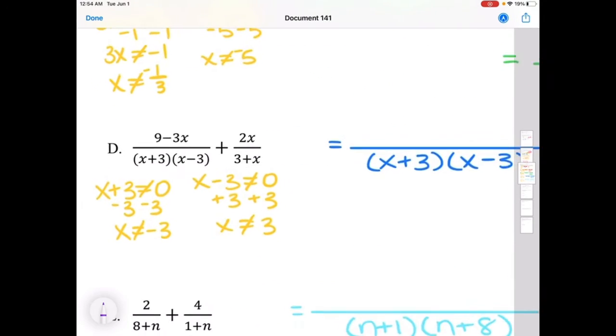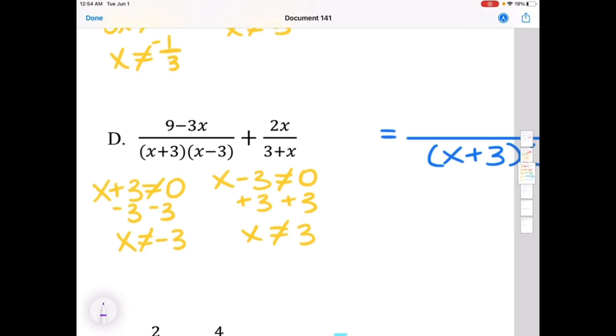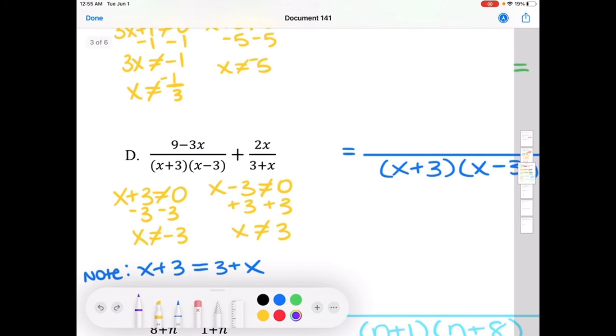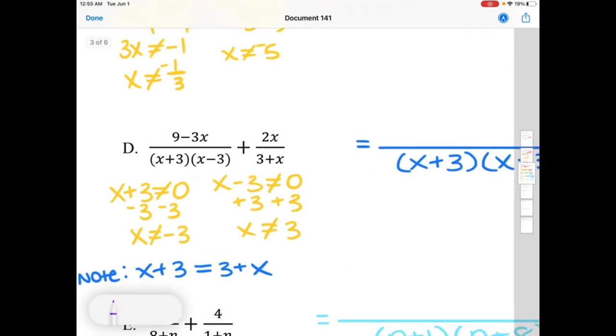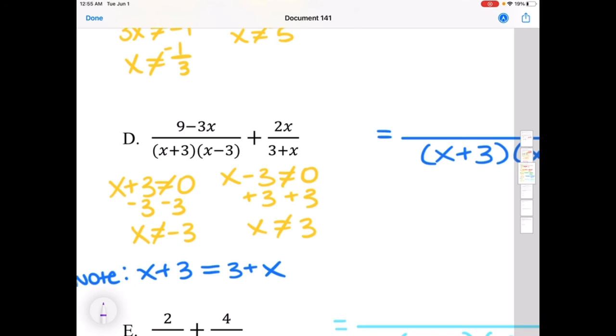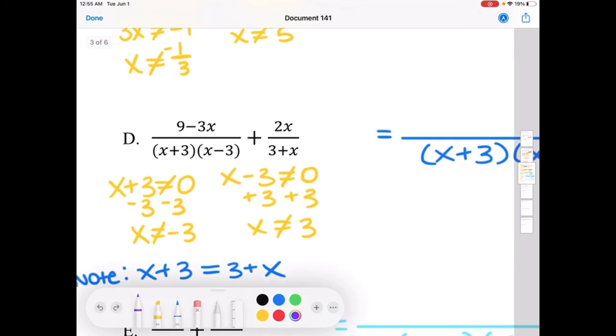Letter D, we have 9 minus 3x all over x plus 3 times x minus 3, and we're going to be adding 2x over 3 plus x. So I just want to note first that x plus 3 and 3 plus x are the same thing. So all we have to actually do, in order to get the same denominator and add all of our numerators together, is multiply the expression on the right by x minus 3. So here, we're just going to multiply by x minus 3 on both the numerator and the denominator.